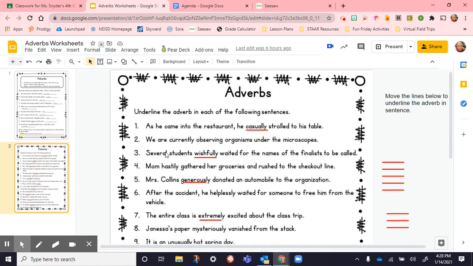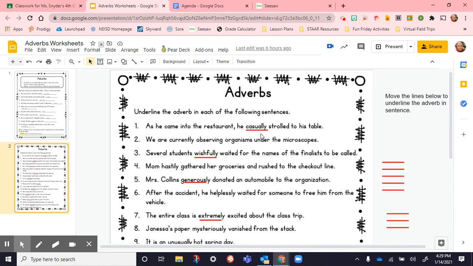Okay. Same thing on number 3. Several students wishfully waited for the names of the finalists to be called. So the students, what did they do? They waited. So waited is your verb. How did they wait? They waited wishfully. Okay, so that wishfully describes the word waited, or that verb waited.